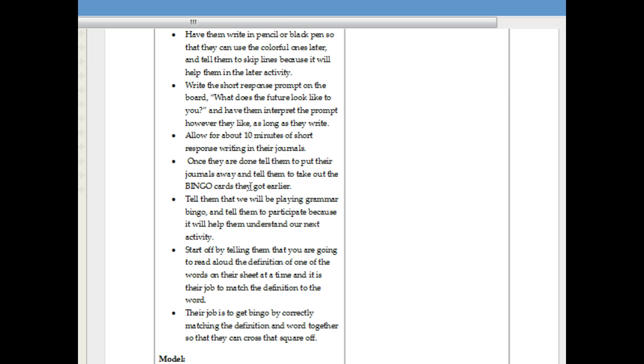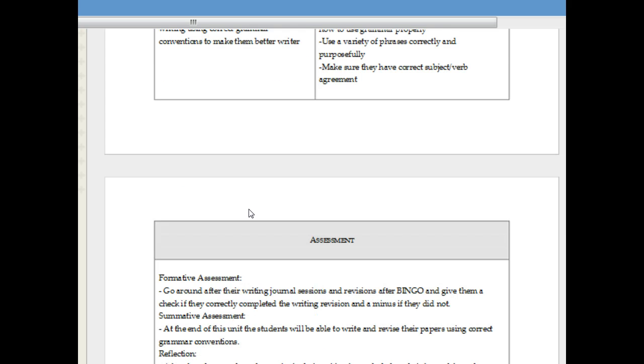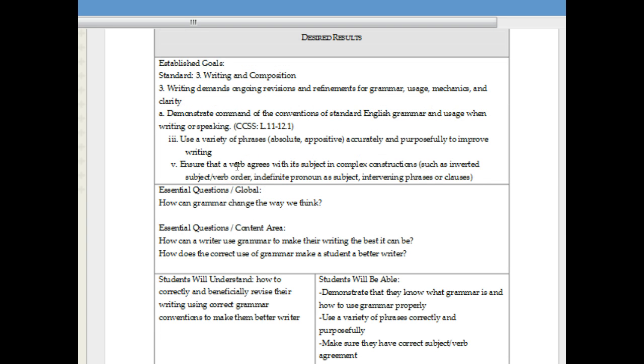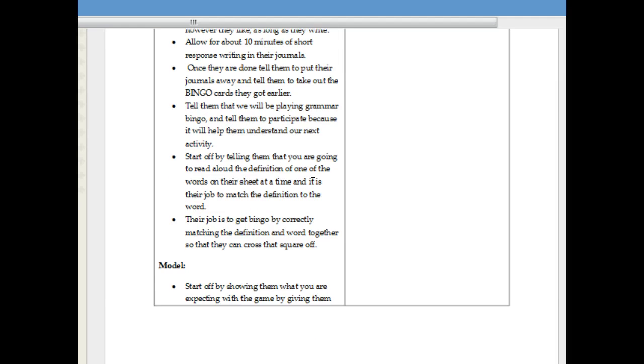Playing grammar bingo to understand the next activity. Start off by telling them you're going to read aloud the definition of one of the words in their sheet at a time, and it is their job to match the definition to the word. Okay, so where's the... Hold on, sorry, don't mean to make you dizzy while we scroll. You're asking them, what you set up for them is that they can use a variety of phrases like absolute and appositive and ensure that verbs agree with subjects, okay? I want to see some direct instruction in that. So let's go back to this.